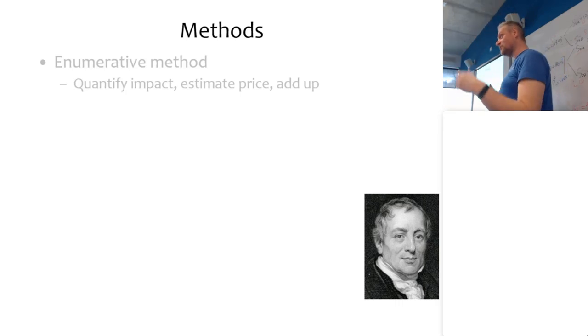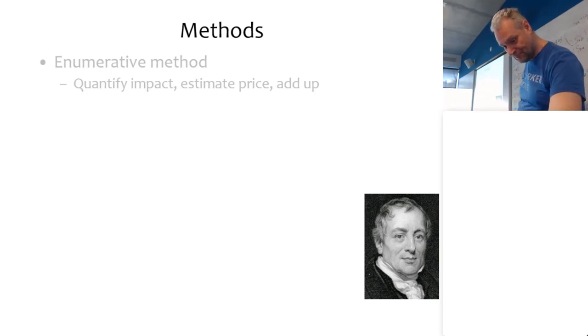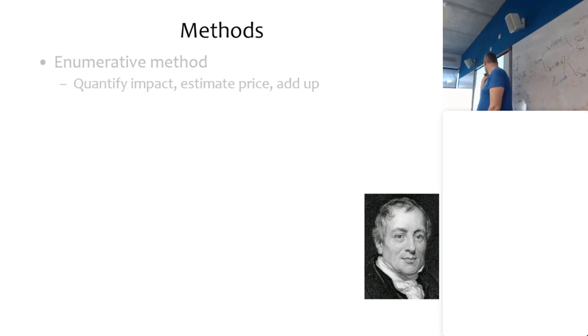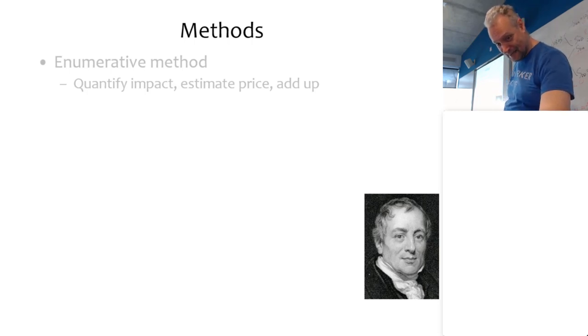So that's the enumerative method, right? So you quantify the impacts with all the uncertainties attached, you estimate the price with all the uncertainties attached, you multiply the two, you add them up. One main drawback of the enumerative method is that you ignore the market and you ignore basic partial equilibrium. That if the supply of wheat falls, you would expect that the price of wheat changes too, right? And that is typically not included.